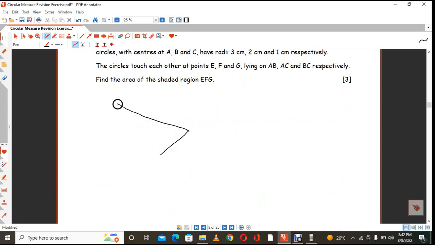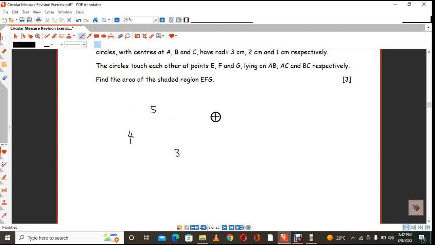It's not drawn to scale, so that was 5. Let's suppose that was 4, and let's suppose that's 3. Let's just have the triangle.